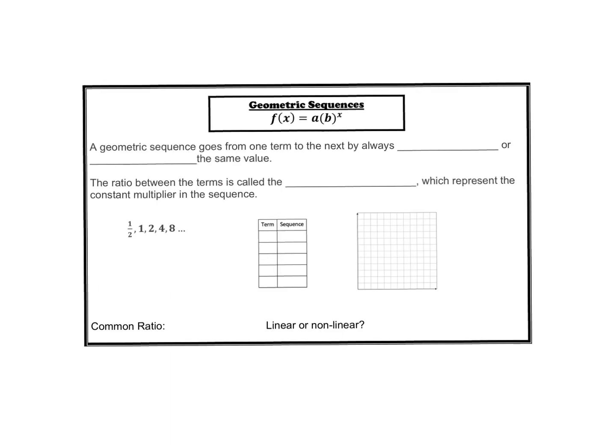All right, so let's go ahead and take a look at the geometric sequences. Remember, we just got done saying that a geometric sequence goes from one term to the next by always multiplying or dividing the same value. The ratio between the terms is called the common ratio, which represents the constant multiplier in the sequence.